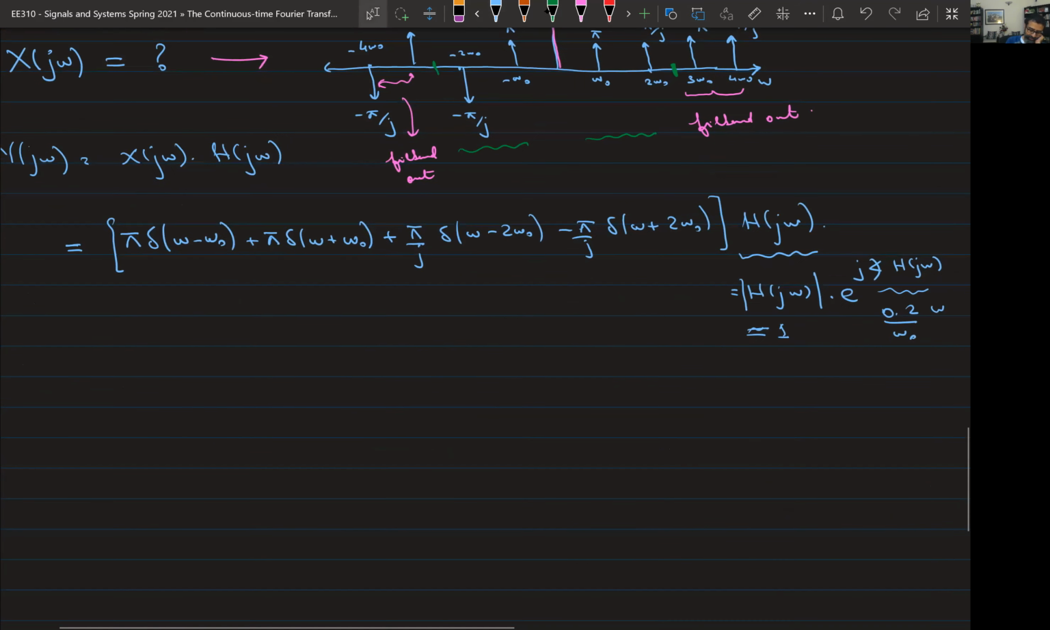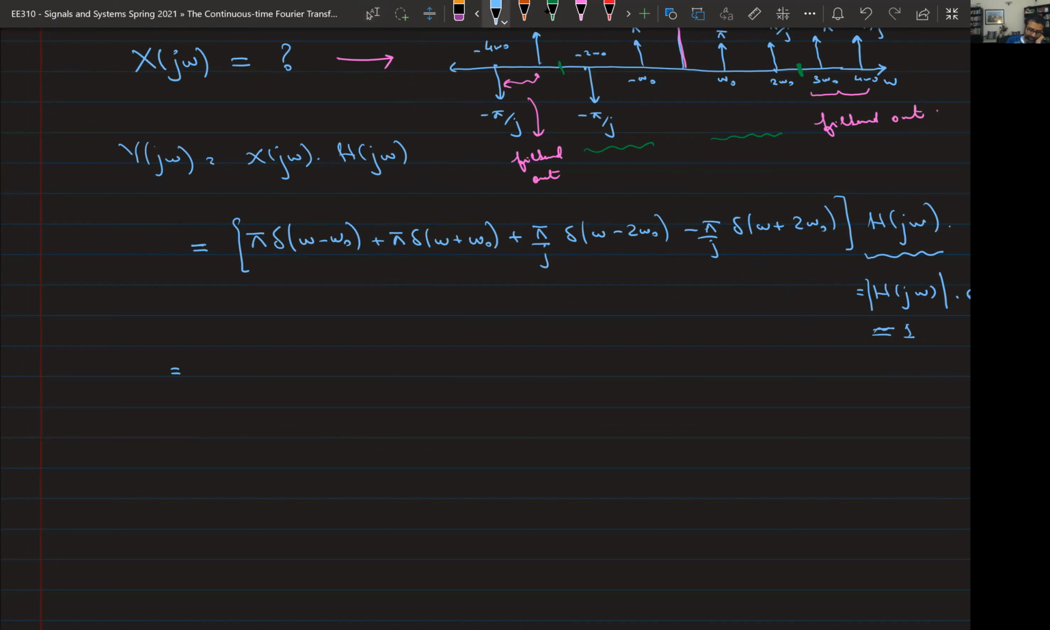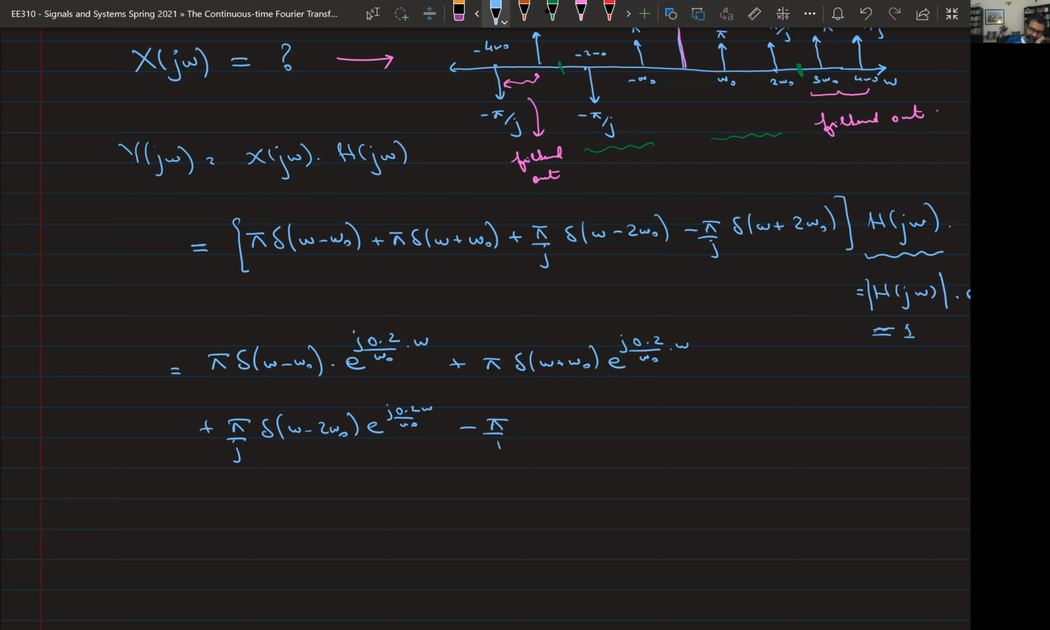Okay, so therefore this is equal to pi delta omega minus omega naught times e raised to power j 0.2 divided by omega naught times omega, plus pi delta omega plus omega naught times e raised to power minus j 0.2 divided by omega naught times omega, plus pi by j delta omega minus 2 omega naught e raised to power j 0.2 omega by omega naught, minus pi by j delta omega plus 2 omega naught e raised to power j 0.2 omega by omega naught.